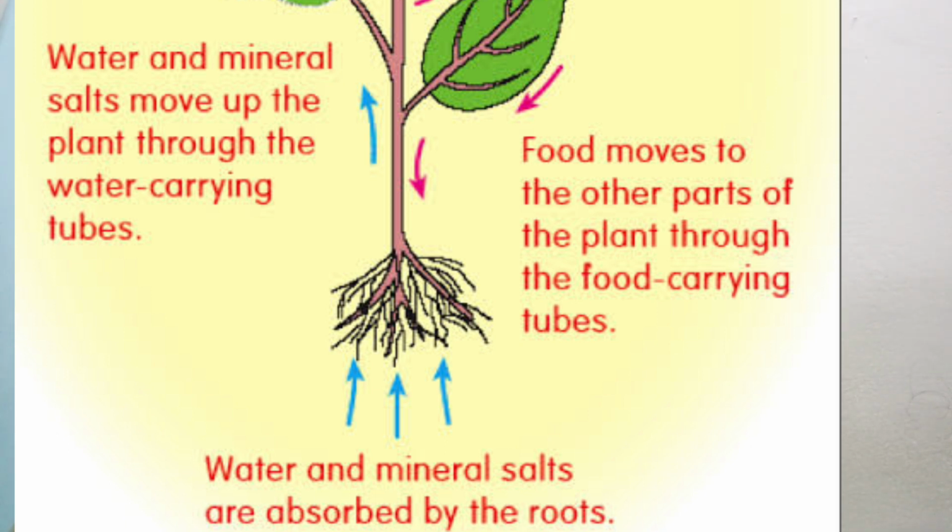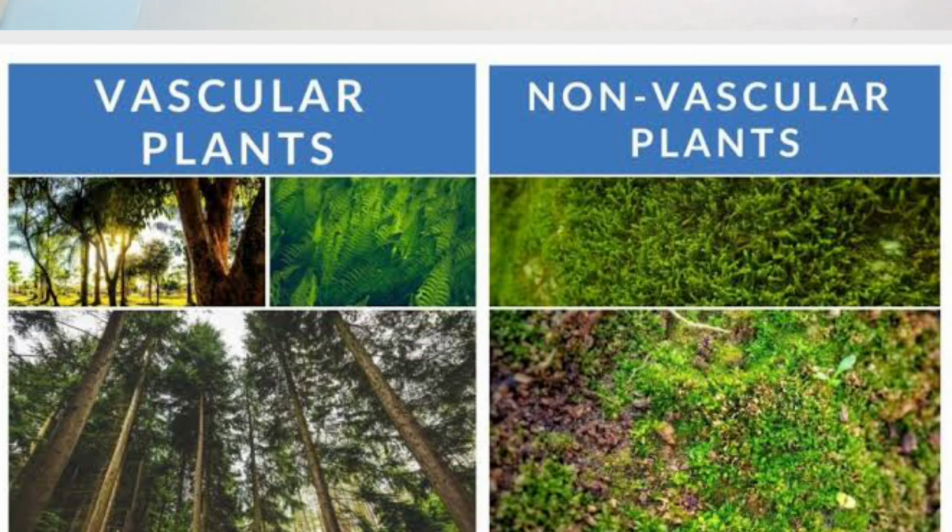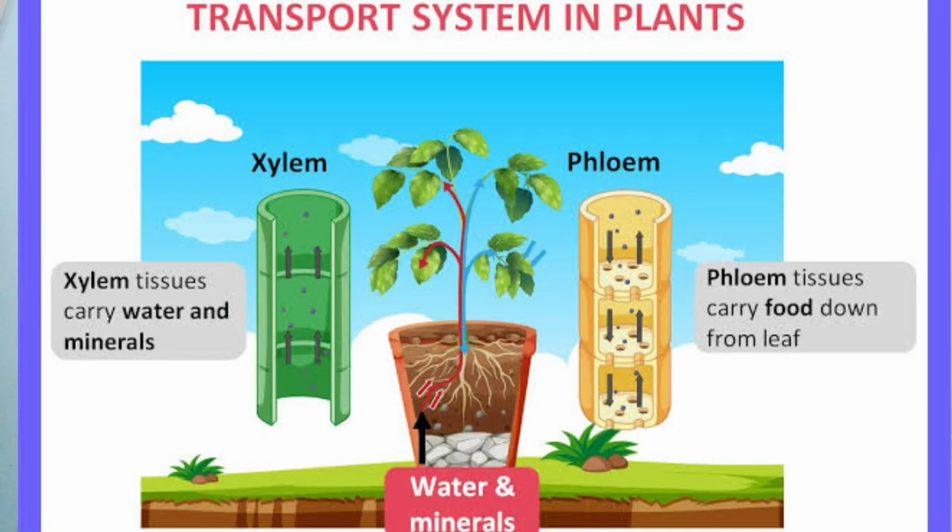Now we know that there are two groups of plants, vascular and non-vascular. Non-vascular group is the primitive group that does not have these types of advanced tissues. Now vascular plants is the group of plants that have these advanced tissues known as xylem and phloem. So vascular plants are those plants which contain these xylem and phloem tissues.